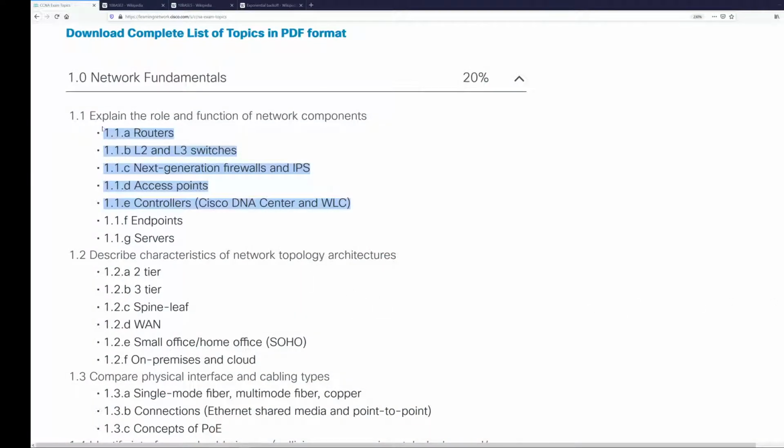Hey everybody, welcome back. We are going to be getting deeper into the functions and roles of network components. All right, routers, layer 2, layer 3 devices, firewalls, intrusion prevention systems, access points, controllers such as DNA Center and wireless LAN controllers. Okay, some things I'll get into detail about, others I'll just make mention of, and you will have to dig deeper if you want to know a little bit more about that on your own.